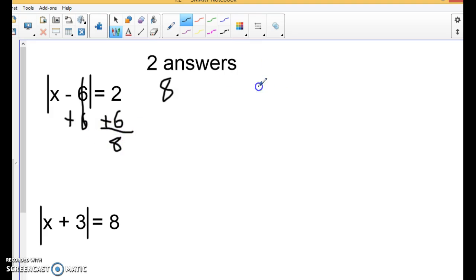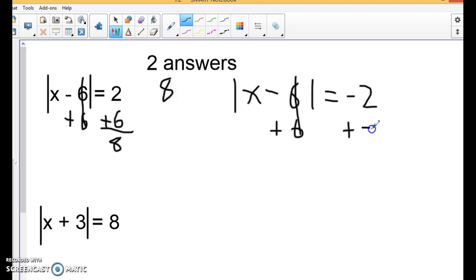Okay, and the way I find my other answer is rewrite my whole equation. So I'm going to have absolute value of x minus 6, but instead of it equaling a positive 2, now I'm going to have it equal a negative 2. And that'll give me my other answer. So again, my same work. It says minus 6. I'm going to add 6 to the other side as well. So I get negative 2 plus 6, which equals 4. So my two answers for this problem are going to be 8 and 4.